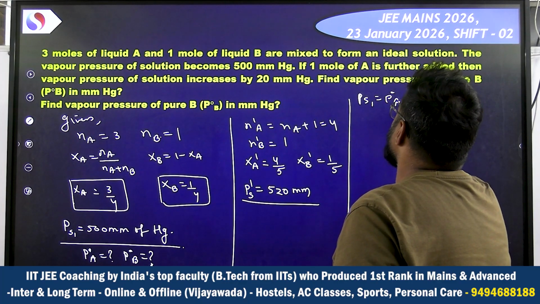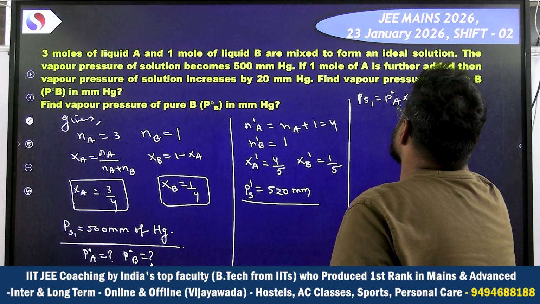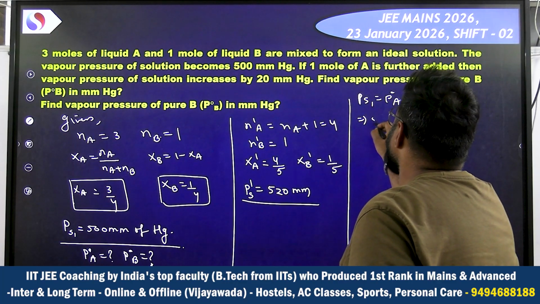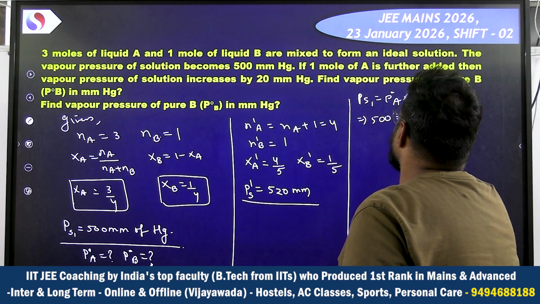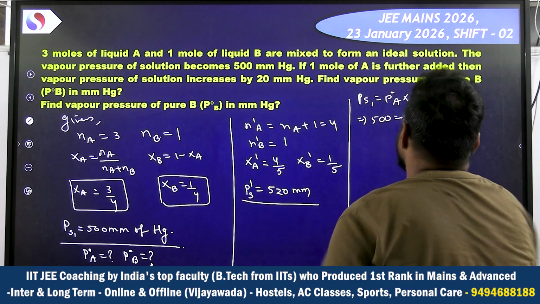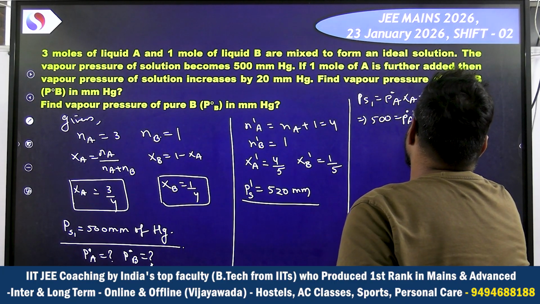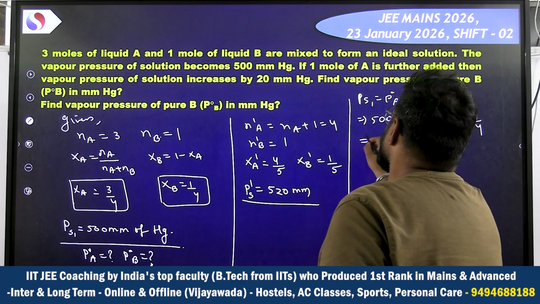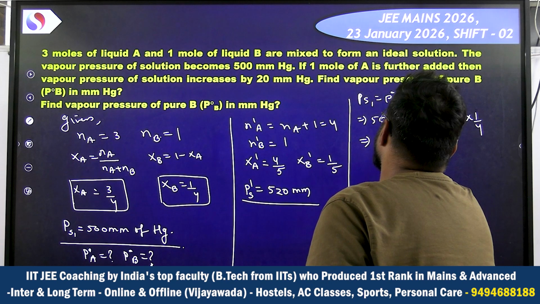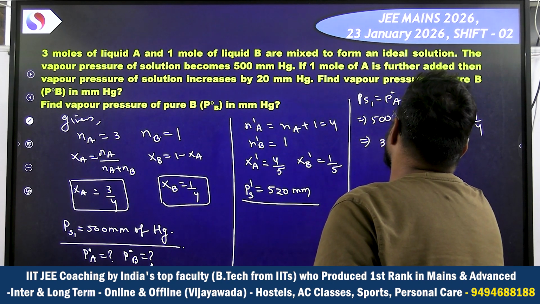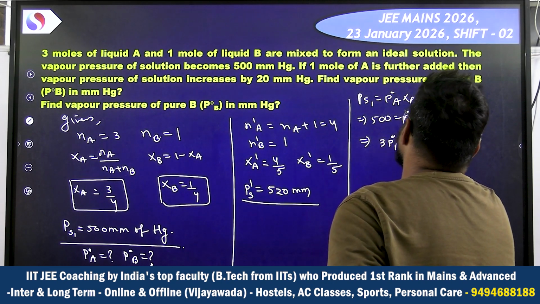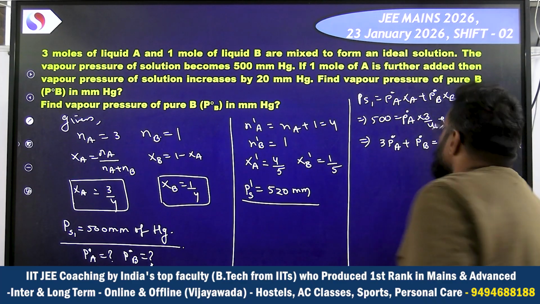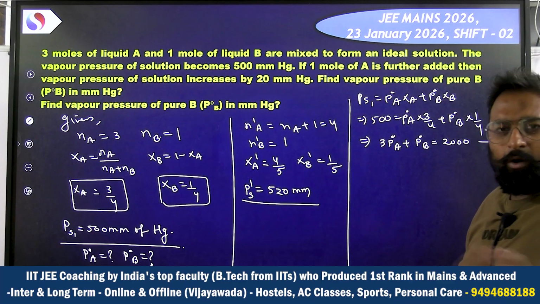PS1 is equal to P0A XA plus P0B XB. Keep all the data. So 500 is equal to P0A, what is XA? 3 by 4, plus P0B into 1 by 4. So can I write this equation as 3 P0A plus P0B is equal to 500 into 4, that is 2000. This is my equation number 1.